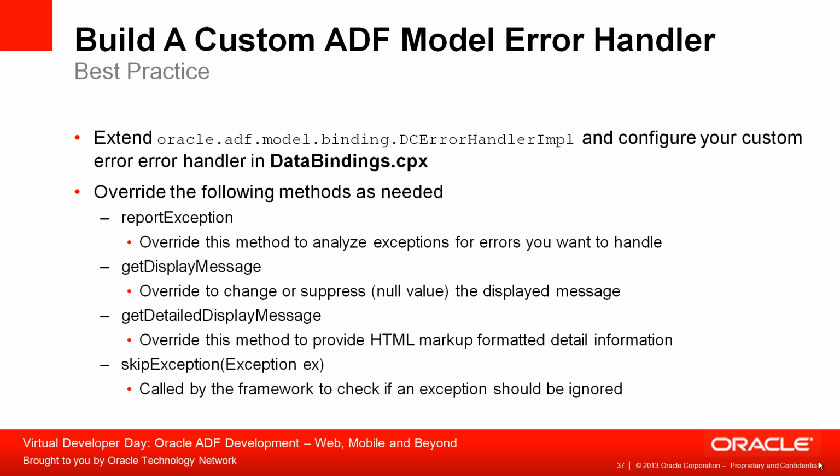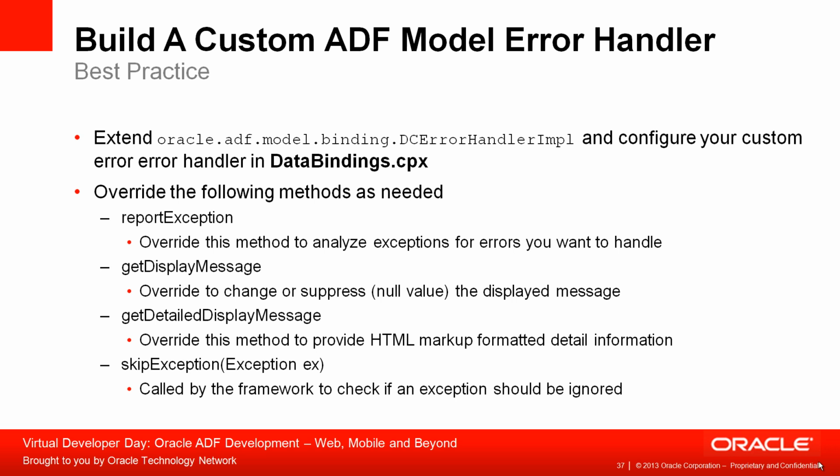I mentioned the error handling, and there's a central place, which is in the data binding CPX, where you can specify a default error handler, replacing the current framework-owned error handler that we use by default. For this, you go to the data binding CPX file, and I have a screenshot on the next slide, and you create your own error handler by extending the DC error handler impl file that we provide with the product.